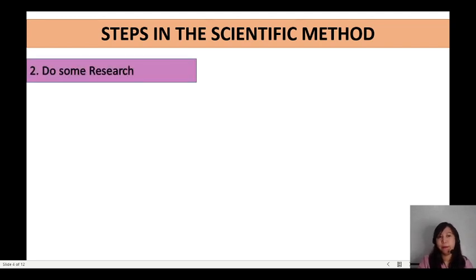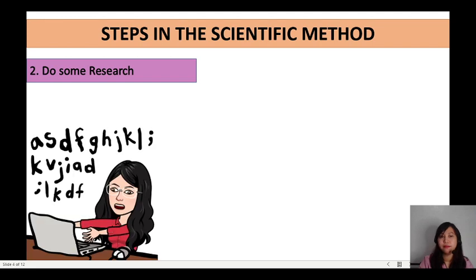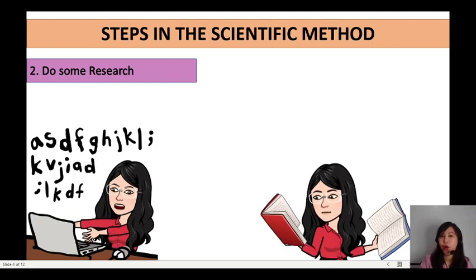Next step, do some research. You can do research by gathering data from the internet or from books or based on your observation. That's how you do research.